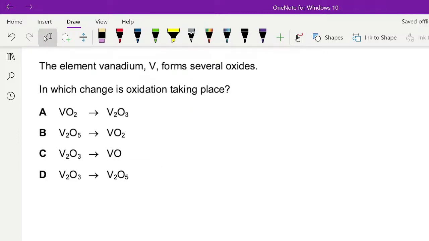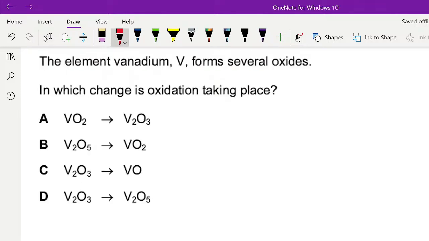Element vanadium forms several oxides. Which change involves oxidation taking place? Let's see A. O is -2 oxidation state because the oxide is O2 minus, right? And then we have 2 oxygen. So in total we have 4 minus. So vanadium must be +4. We want to make the total oxidation number 0. O is -2 and V is +3. This is how you do it quickly.